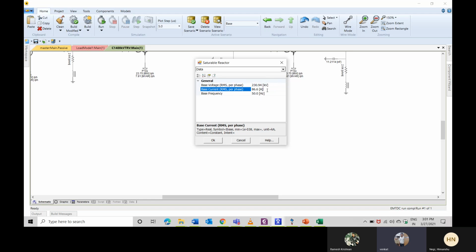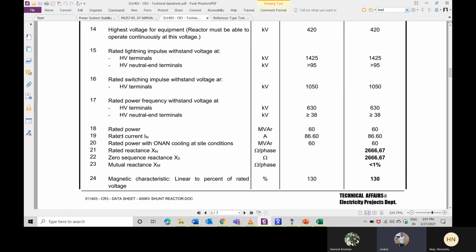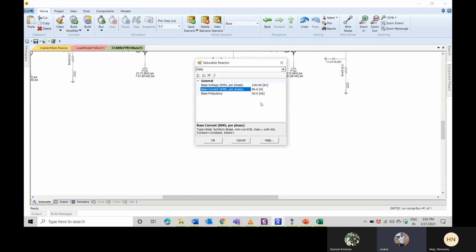And then the other value is the current. That's again RMS phase to neutral, right? Yes, phase to neutral RMS voltage. Here also the same concept. They will provide the per phase current only, so we can take it directly from here. Here you can get this current, 86.6, and we can directly enter it here. No need to divide by root 3 or anything.